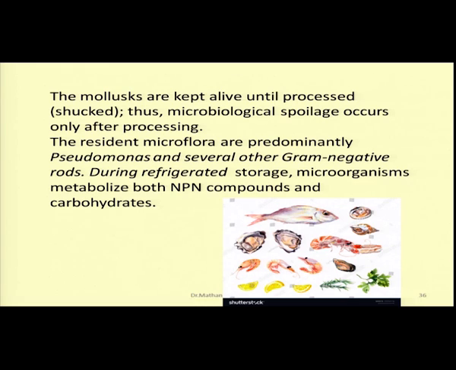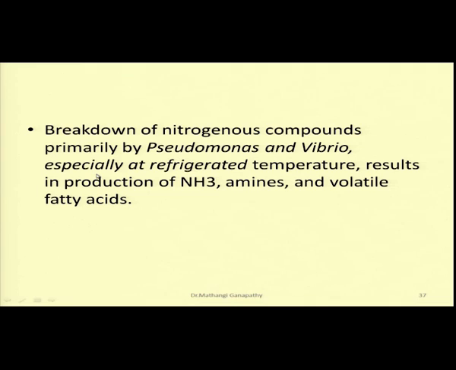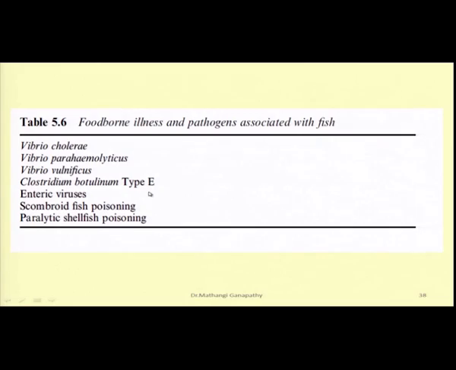When you refrigerate and store, if microorganisms are present, they will utilize the NPN compounds present in the meat along with the carbohydrates, and this utilization in turn produces slime, bad odor, and other accompanying changes in the stored food. The breakdown of the nitrogenous compounds, mainly by Pseudomonas and Vibrio, especially at refrigerated temperature, results in the production of ammonia, amines, and volatile fatty acids.